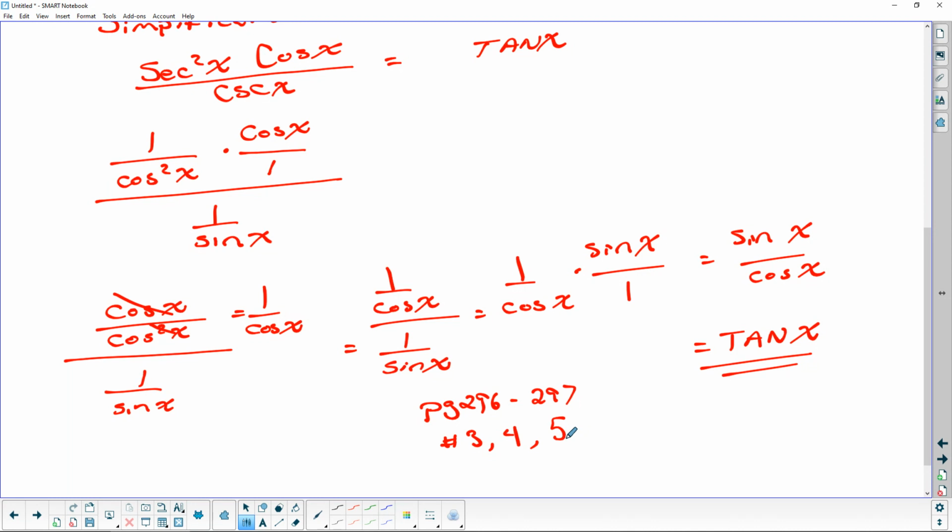Oh, and just do the A part of 5. Don't worry about the non-permissible value. So just do A. So 5A part. B part says, what are the non-permissible values? We'll be talking about non-permissible values next day. So that's basically it. You can work on those.